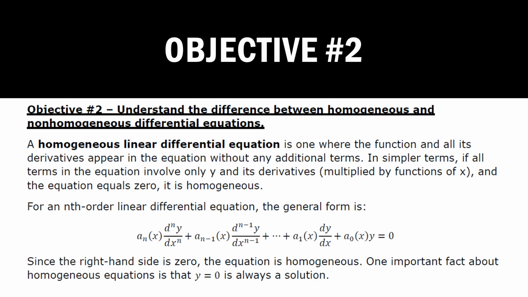For an nth order linear differential equation, the general form is written here. It's the same one we looked at in the previous chapter, in chapter 2. Since the right-hand side is 0, we know that the equation is homogeneous. One other important fact about homogeneous equations is that y equals 0 is always a solution.